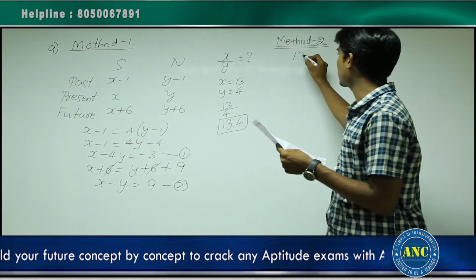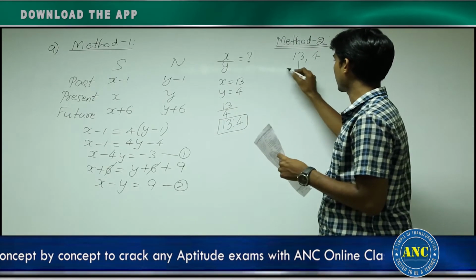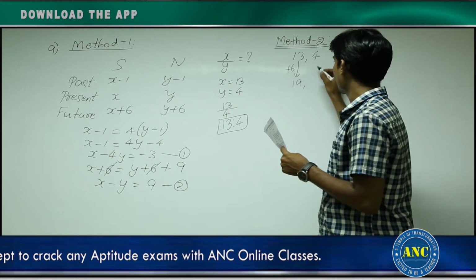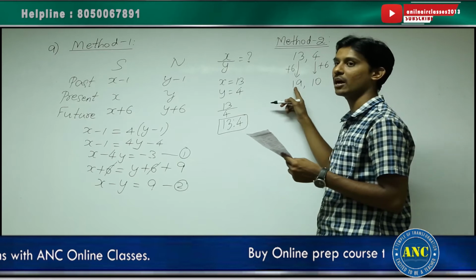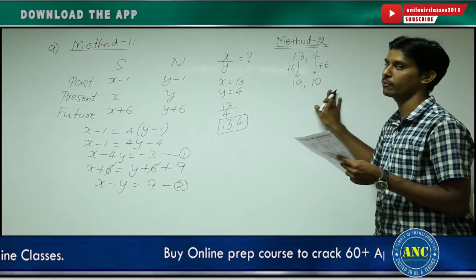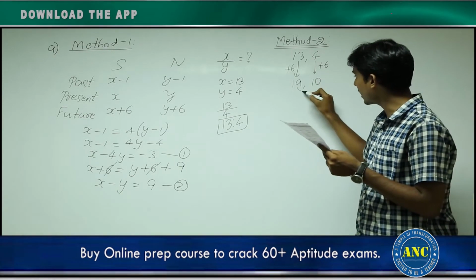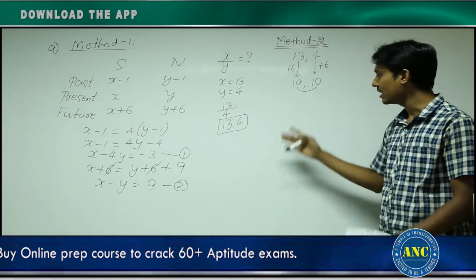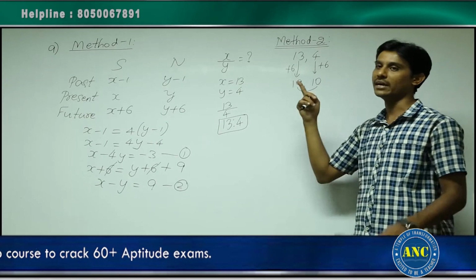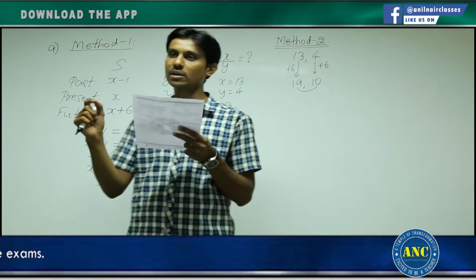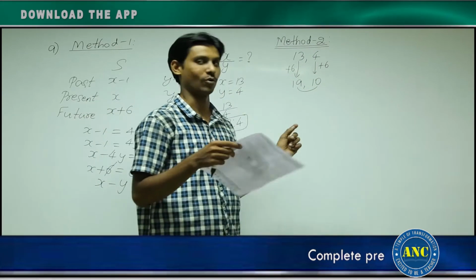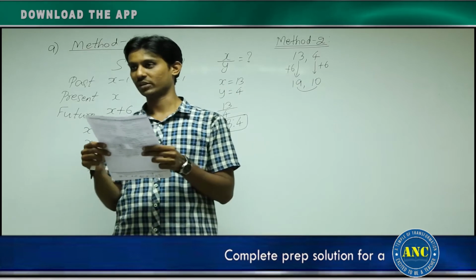Presently they are 13 and 4. 6 years hence means add 6. It will become 19 and 10. Sneha is 19 after 6 years. Neha is 10 after 6 years. Sneha's age will exceed her daughter's age by 9 years. Is 19 9 more than 10? Yes, it is exceeding 9 more than 10. Right? That means both the statements are validated by using option 4. Therefore, option 4 is the correct option.